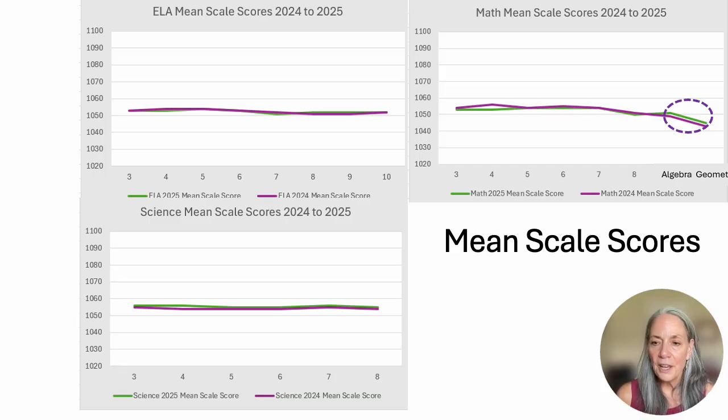Now, I circled algebra and geometry because you can see that on average, students are doing less. The mean is actually lower in algebra and geometry than it is in some of the other grades for math. And that also plays into helping you make sense of the value-added scores that you see later.